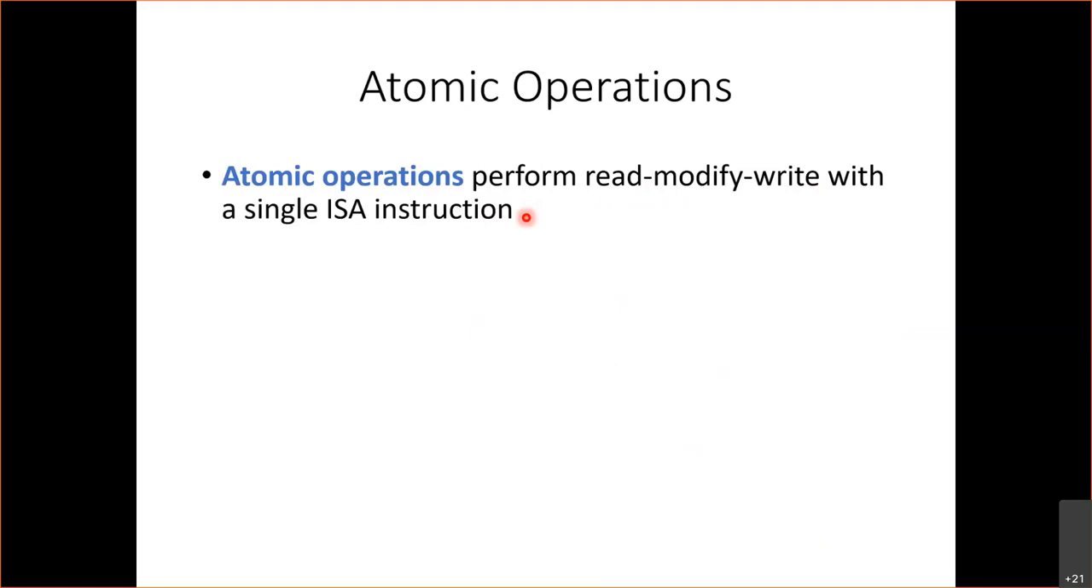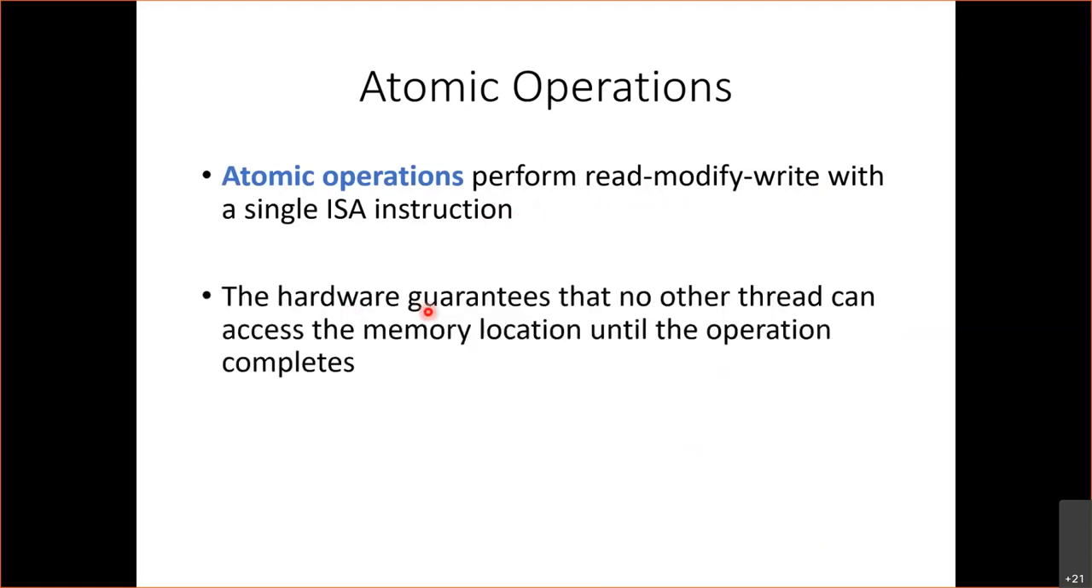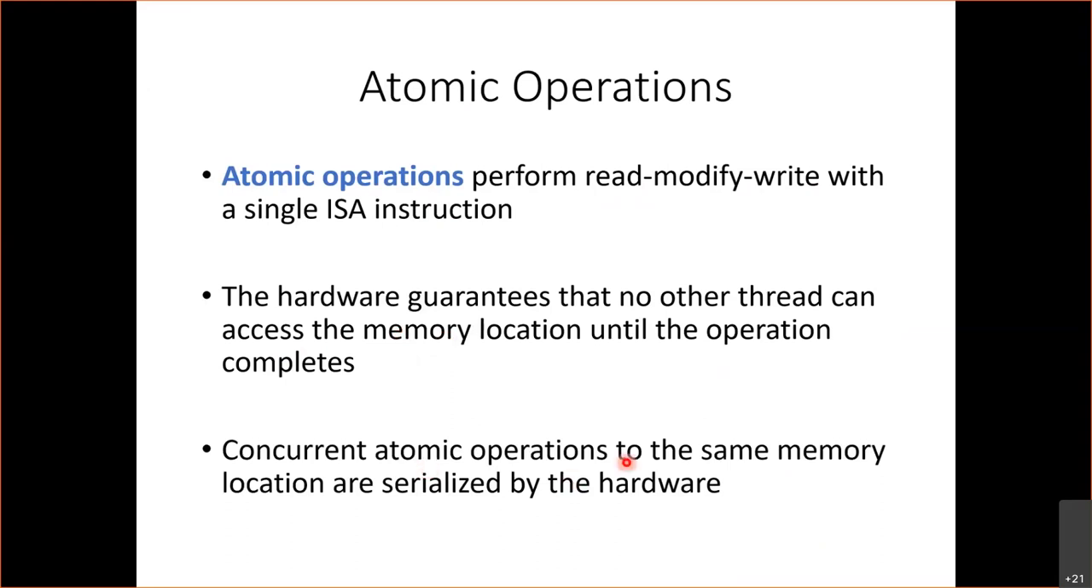The hardware guarantees that no other thread can access the memory location until this operation completes. So rather than guaranteeing mutual exclusion in the software, these atomic operations guarantee mutual exclusion in the hardware. If we have concurrent atomic operations to the same memory location, these will be serialized by the hardware rather than by the software. So for example, if two threads in the same warp perform an atomic operation on the same memory location, the hardware will take these two operations, serialize them, and then go back to the threads when both operations are complete.